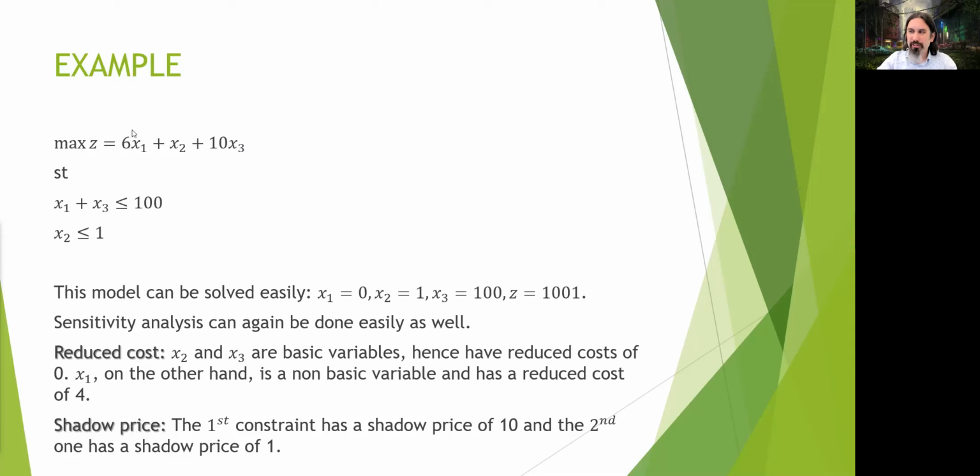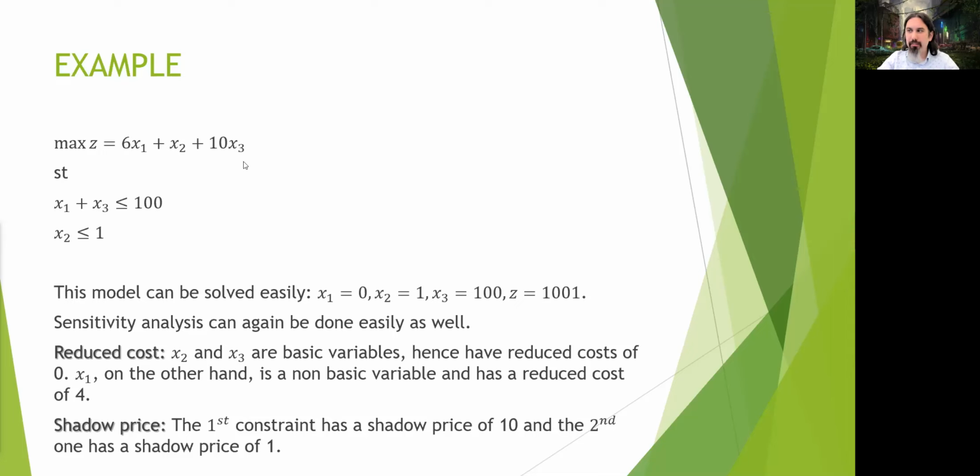All I have to do is get the coefficient of x1 up to 10. It would give me the same amount of profit as x3, and they have the same coefficients in the constraint, so there is no priority, there is no consumption difference. It's as simple as that. Any value above 10, x1 will be in the solution for sure, and x3 will be aborted. It will not be produced anymore. If this is 10, you have an alternative solution.